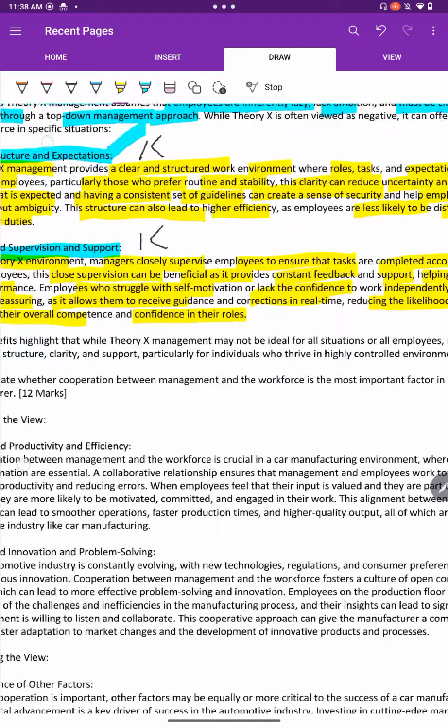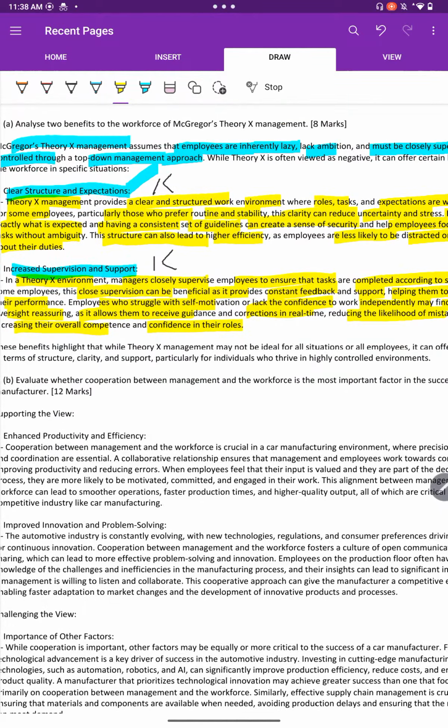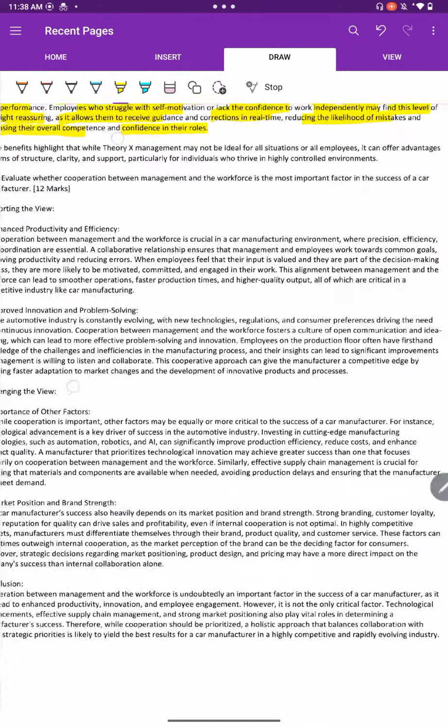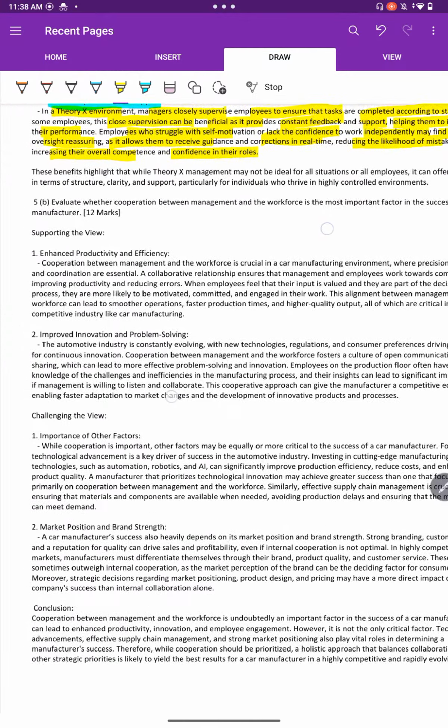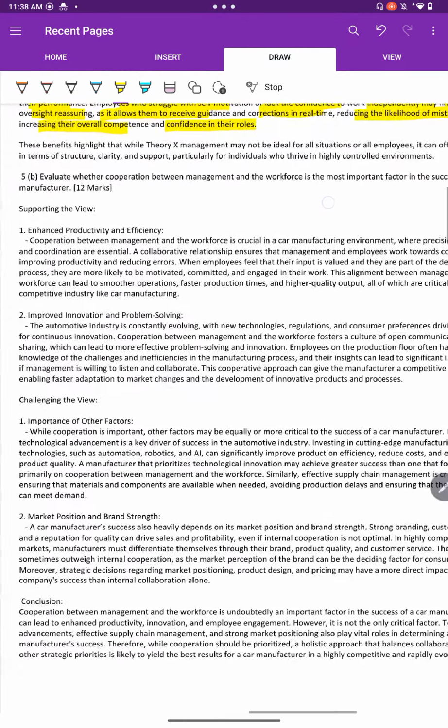So these are the two advantages I have discussed here. I hope you understand. Now we are going to see part B.